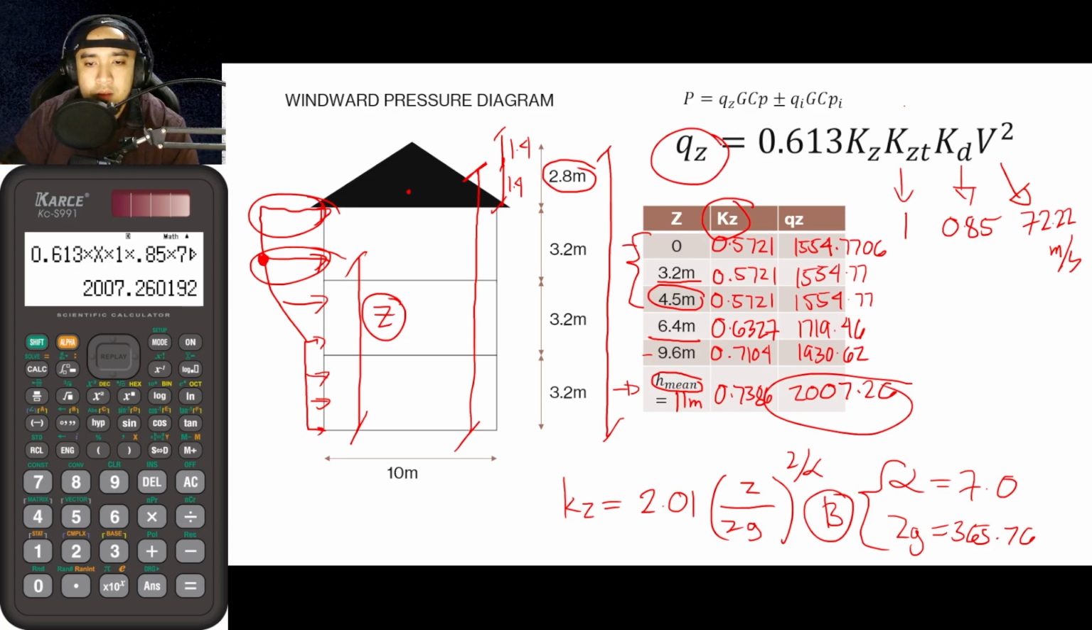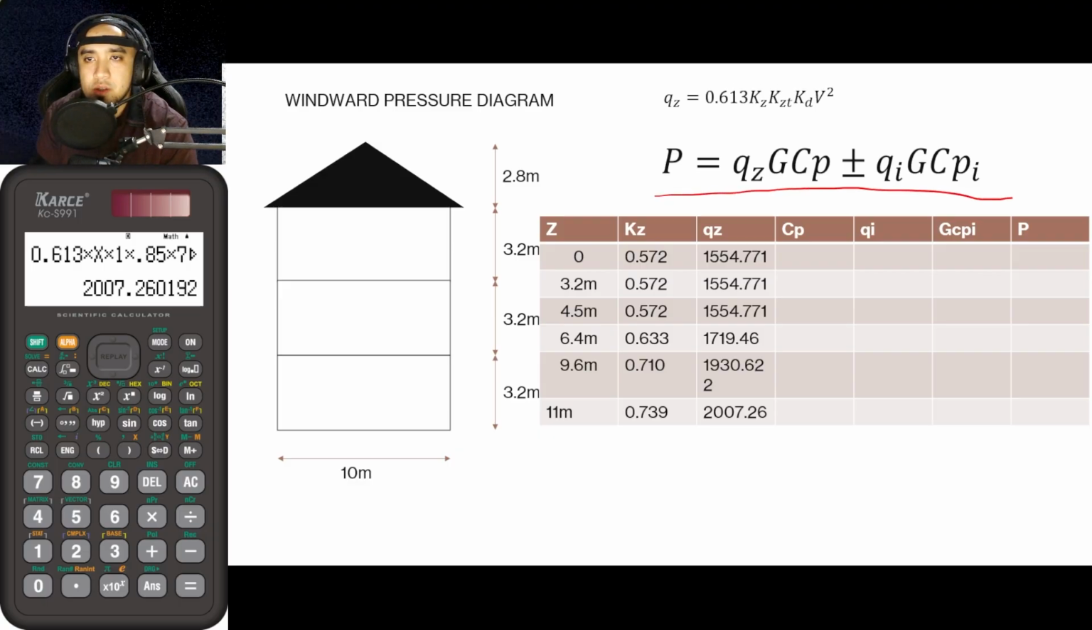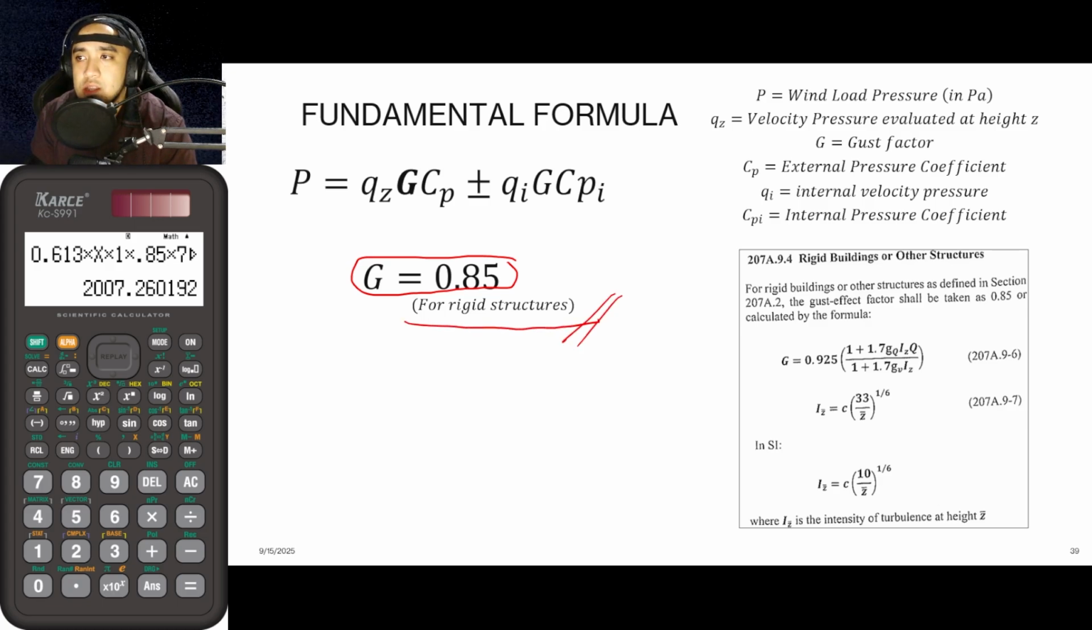Okay, so proceeding. I have already listed here all of our answers a while ago. So we will now focus on this equation. As you can see, we already have the value for QZ. Next up, let us solve for the value of G. When we say G, that is the gust factor. For the value of gust factor, we could actually make use of a gust factor equal to 0.85. But take note that this is only for rigid structures.